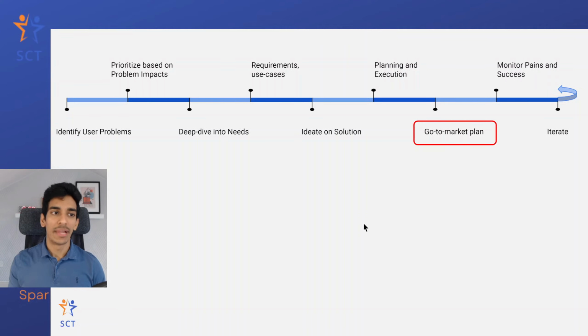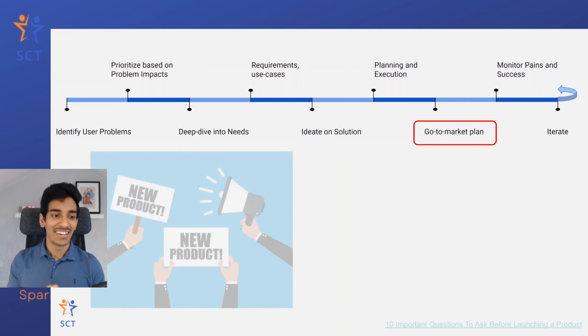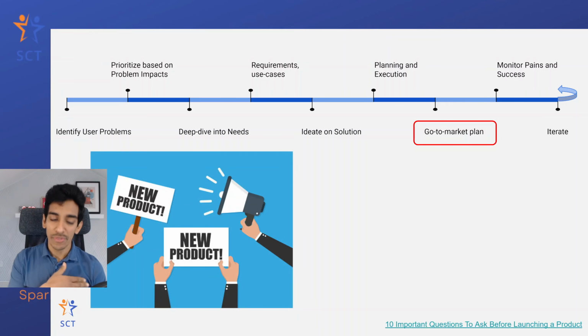What's the go-to-market plan in the product lifecycle? This is one of the 9 phases in the product lifecycle that you as a product manager want to highlight on your resume. And this could involve, after building a product, announcing that this product is built, it's ready, it's available for people to use.